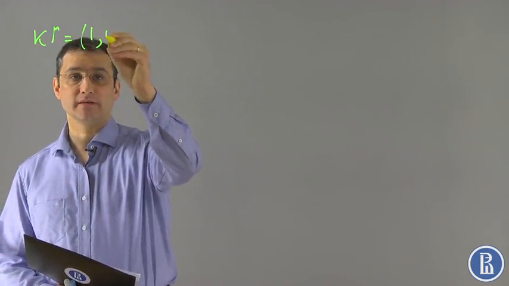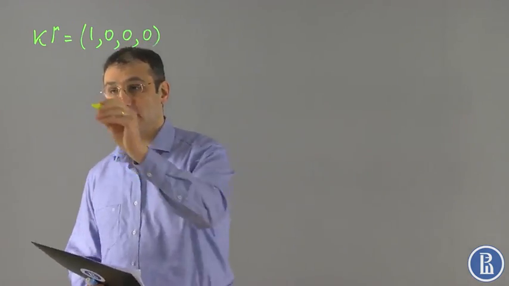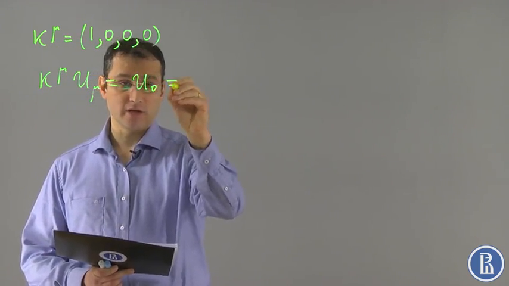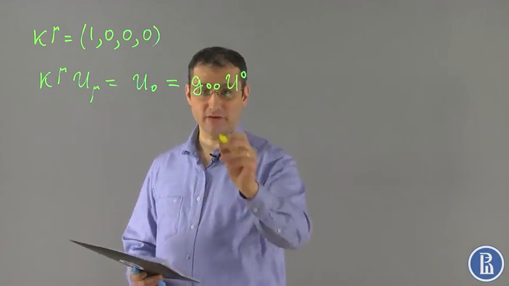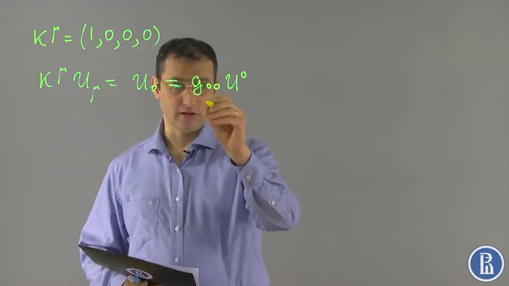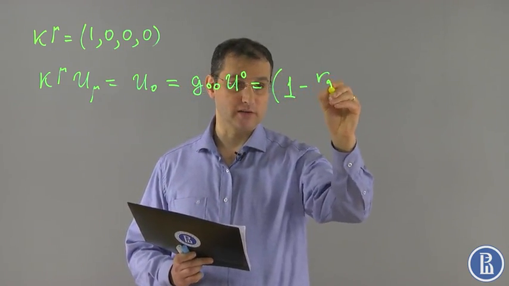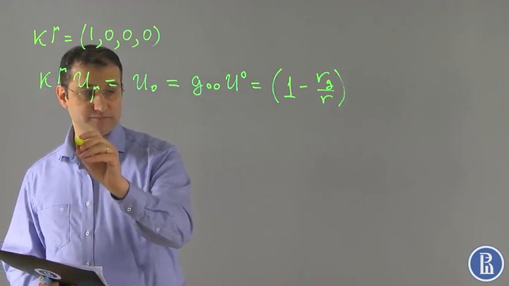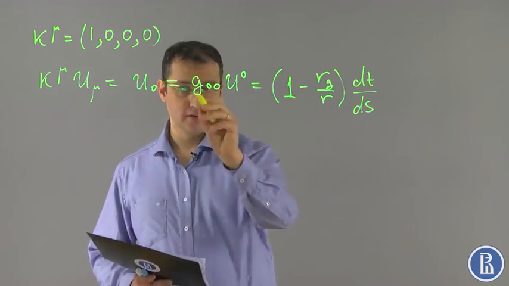So let us consider now this Killing vector (1, 0, 0, 0), which corresponds to time translations for the Schwarzschild spacetime. Then k^μ u_μ is equal to u^0 g_00. Remembering what the g_00 component of the Schwarzschild metric is, this is just 1 minus r_g divided by r, times u^0, which I remind you, in these coordinates, is dt over ds. So this is u^0 and this is g_00.